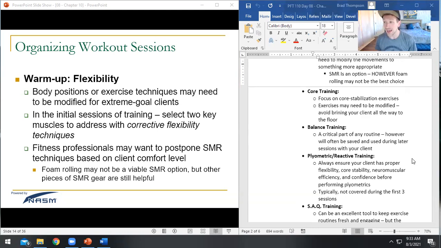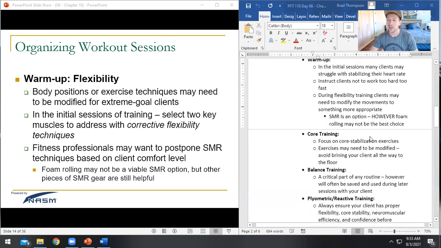Love SMART goals. So now let's write our workout, right? So when you're writing your warm-up, again, be a little bit cautious about their heart rate. Don't go sprinting them uphill.